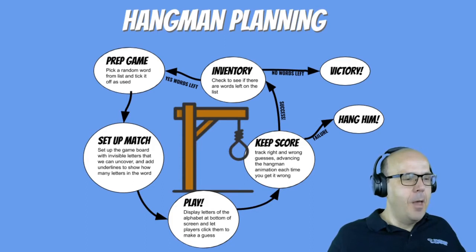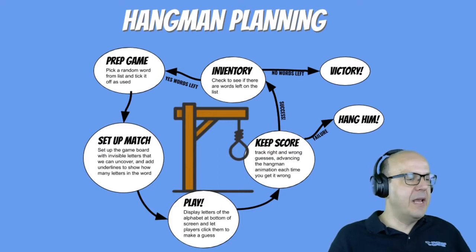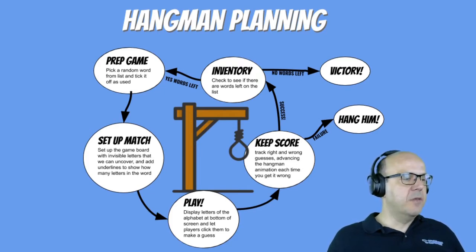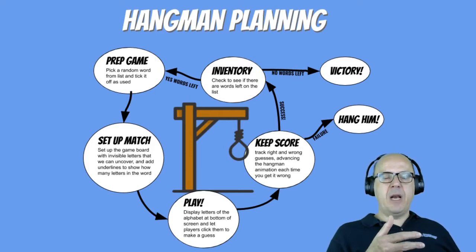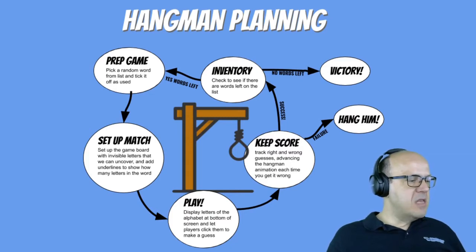All right, good. Okay, so this is how I planned out the game, right? I did it into different steps. The first step at the top left there, prep game, and this is the part that we're going to be coding in a minute. So we're going to have a list of words that's all the words that could potentially come up in the game. It might be a list of 3, 4, 5, 10 words, however many you want. And the idea is the software is going to pick a random word from that list. It's going to tick it off as used by deleting it from that list. So the next time it goes to the list to pick a random one, it can't pick the one we already picked. The next step is set up match.